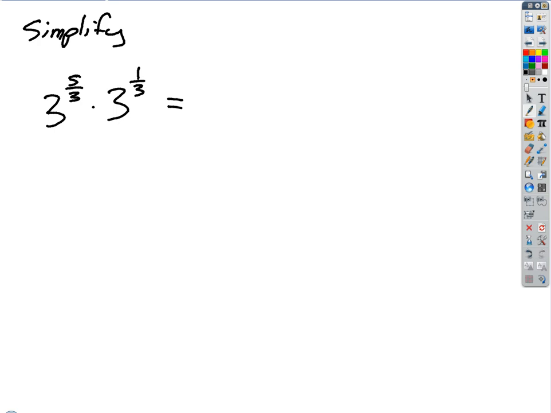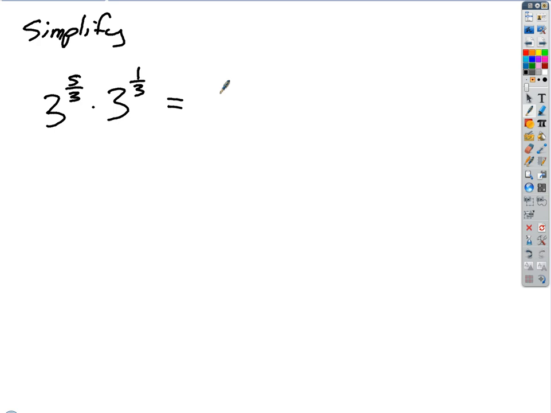So what do we do with a problem like this? What's our property of exponents tell us here? Well, what if I'm multiplying 3 to the 5/3 times 3 to the 1/3? What's the property of exponents that applies? Okay, I'm multiplying like what? Bases. Yeah, what's my like base? 3. Okay, so if I multiply like bases, what does the property of exponents tell me I need to do? If you multiply like bases, you add the exponents. Very good.